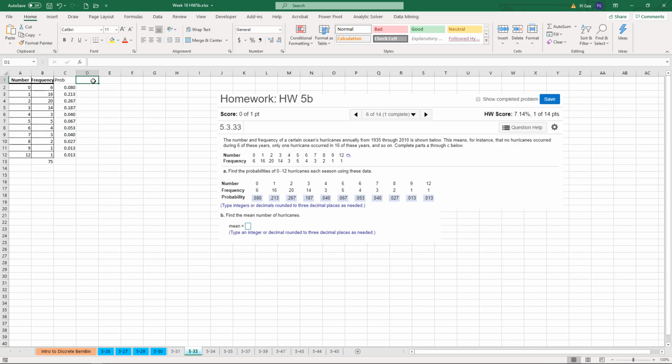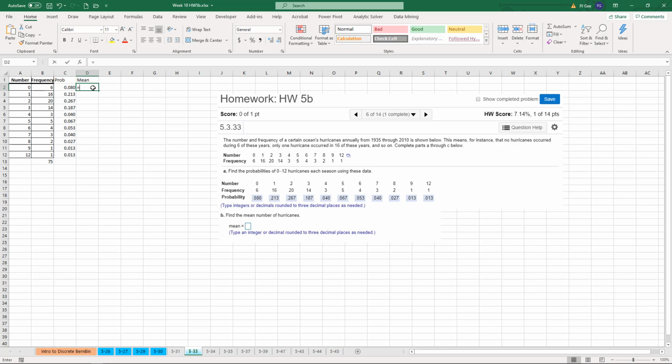hurricanes per year. Usually Poisson is what we use when we have a measure of something per something. So we have hurricanes per year here. That's why we're looking at Poisson eventually. They're just asking us some prelim questions here. So what is the mean? Let's figure out the mean.